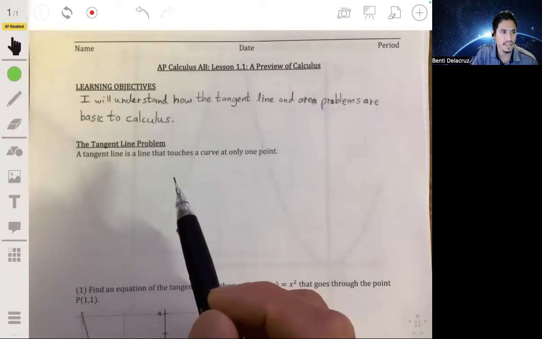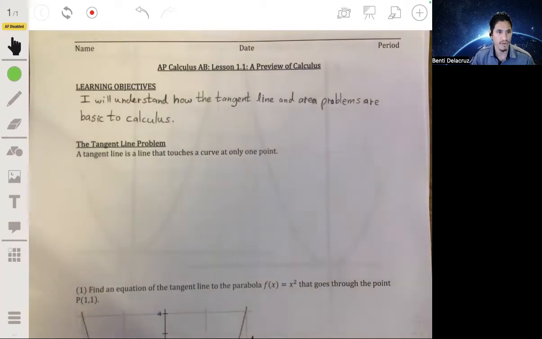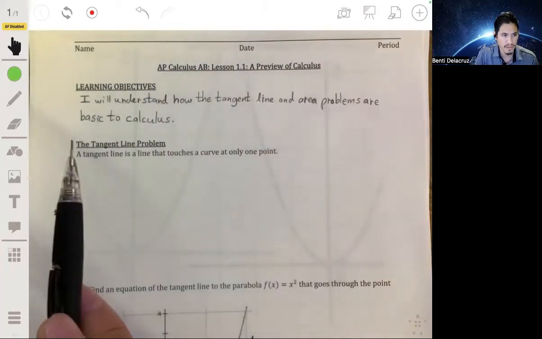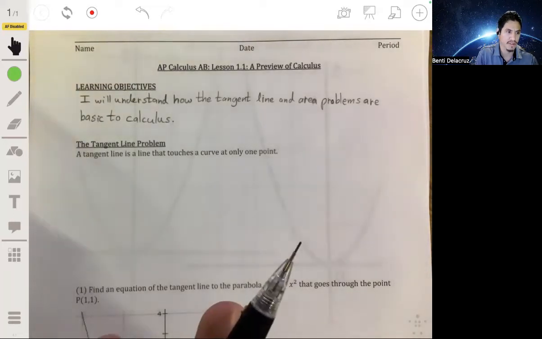Okay, so in this first lesson, I'm going to give you an overview of what's known as the tangent line problem in calculus, and I'm going to touch on what the real applications of calculus are. Why was calculus even invented? What was the point of it?